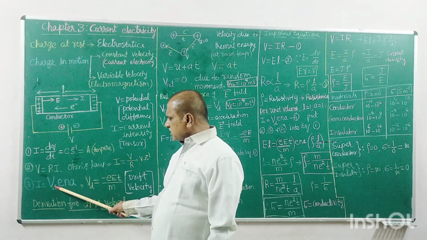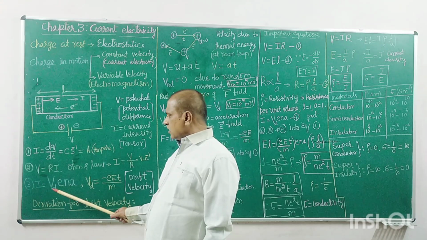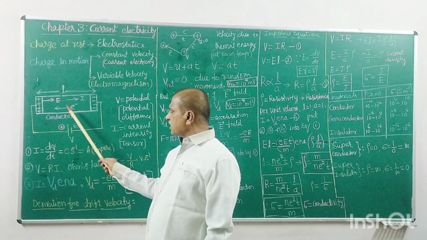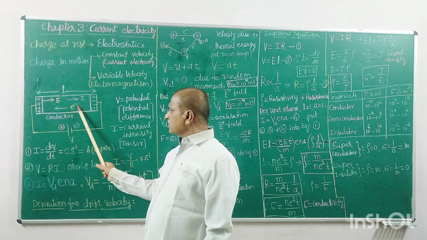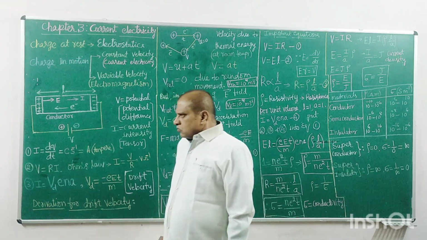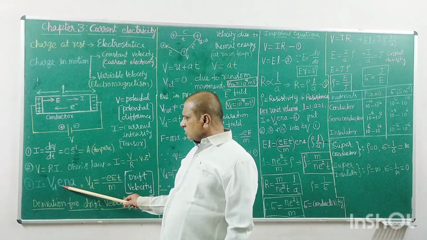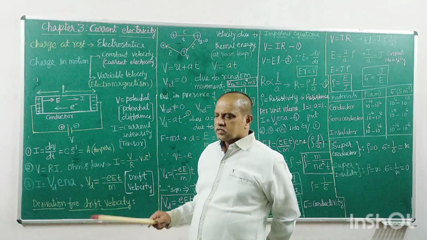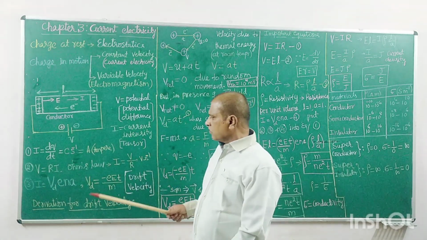Vd is called the drift velocity. Drift velocity is defined, I will define it later. Also, we have a derivation of the drift velocity of this electron, the electron velocity due to the electric field in this direction. e stands for the charge of the electron. As you know, the charge of the electron is 1.6 into 10 to the power of minus 19 coulomb.